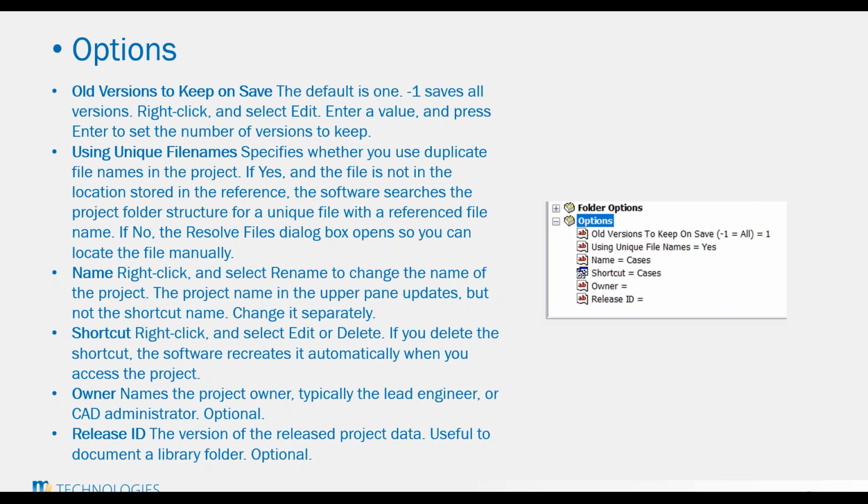And you can set all the way up to 10. So the values are -1 for all, 0 for none, and you can go 1 through 10. So if you had 10 set and you saved 10 times, the 11th save would overwrite your oldest save.